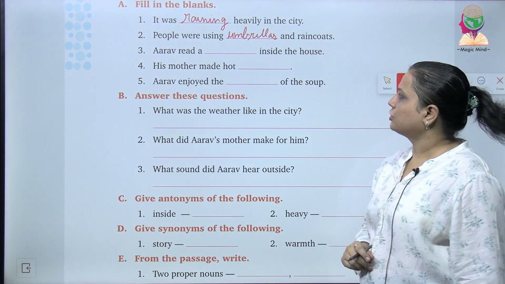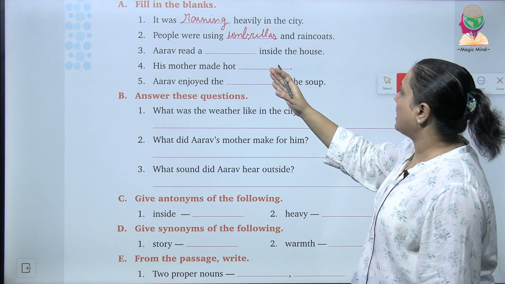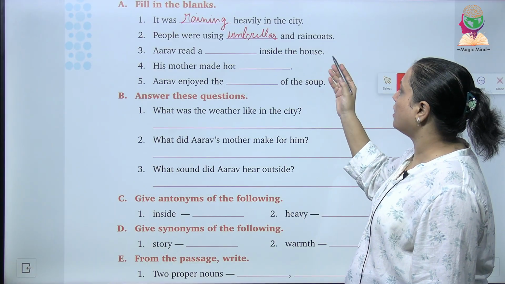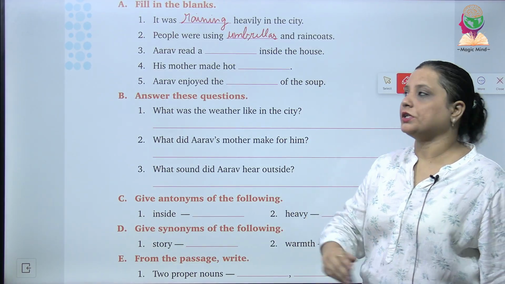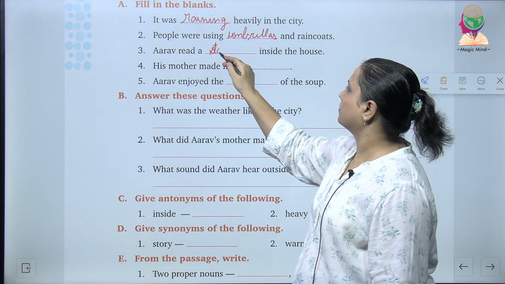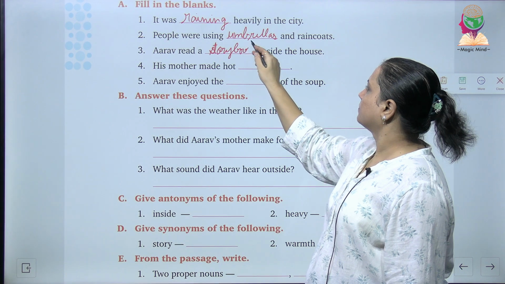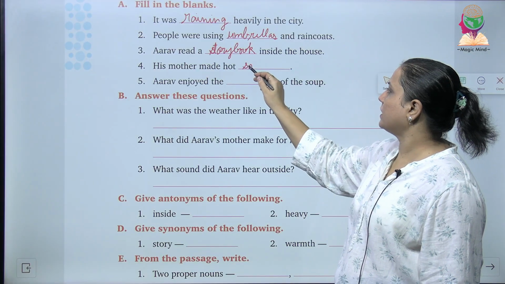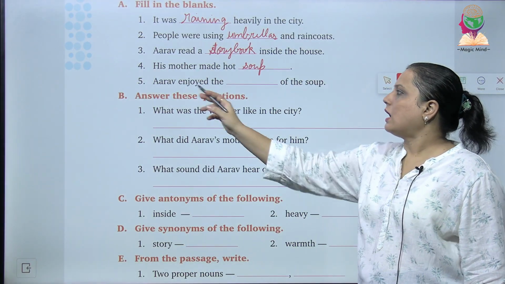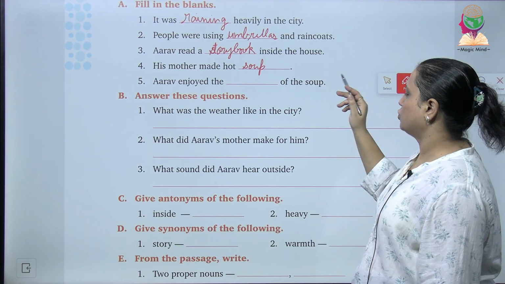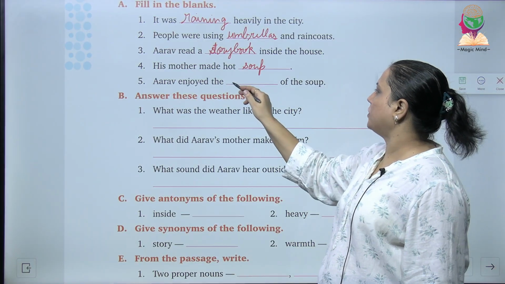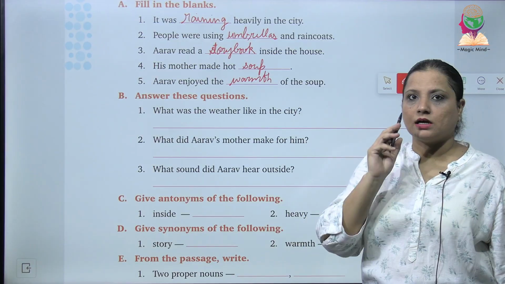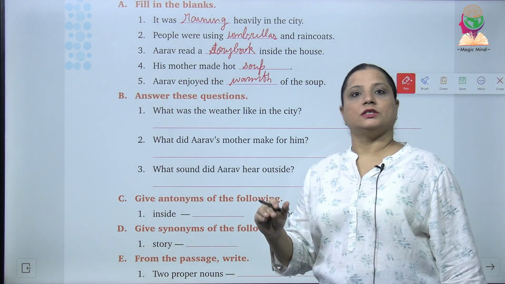Next, the third statement is: Arav read a dash inside the house. What was Arav reading? He was reading a storybook. Then the fourth statement: his mother made hot soup. Arav enjoyed the dash of the soup. What did Arav enjoy? He enjoyed the warmth. Warmth means the heat. Now with this we have completed question number A.